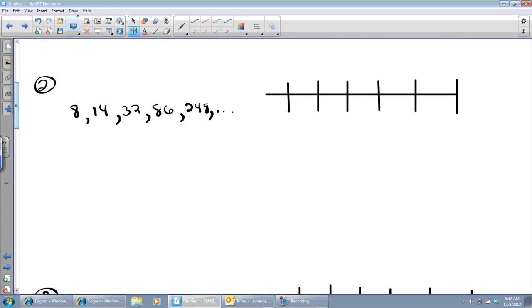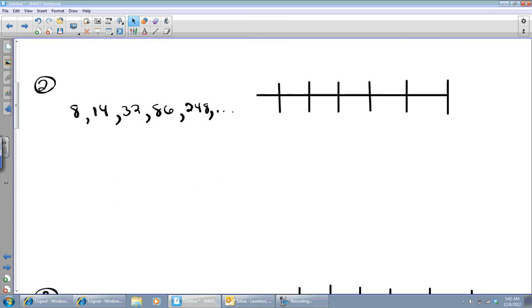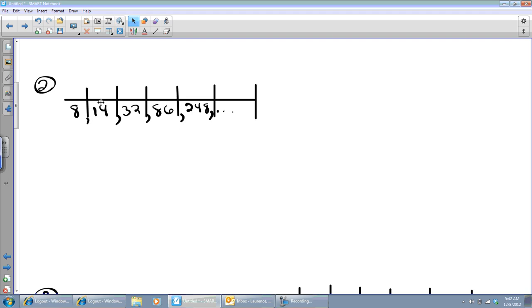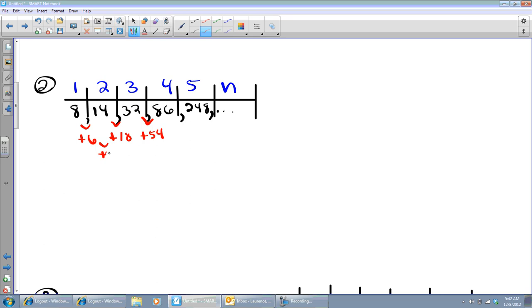All right. Number 2. We're going to do 1, 2, 3, 4, 5, and n. And then I go looking for the differences. So I have a plus 6, and that is plus 18. And right there is going to be plus 54. You know what? I don't even have to do that last difference because I can see that it's times 3 times 3. My differences are tripling. So it's going to be 3 to the power n.